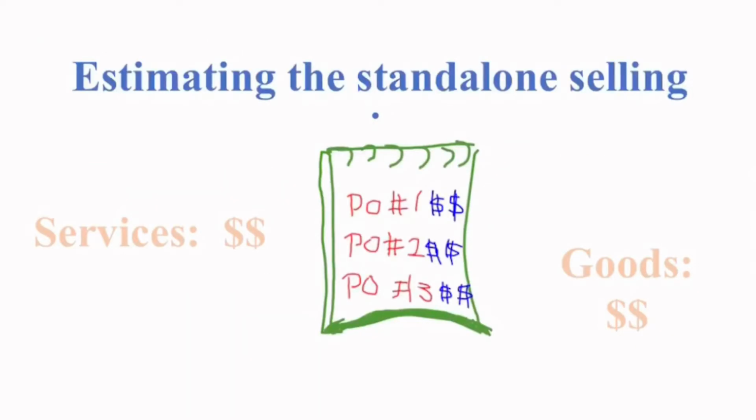Step 4 is allocating the transaction price to separate performance obligations. If it is a single performance obligation, there is no allocation requirement. If there are multiple performance obligations, the company needs to allocate a portion to each performance obligation.